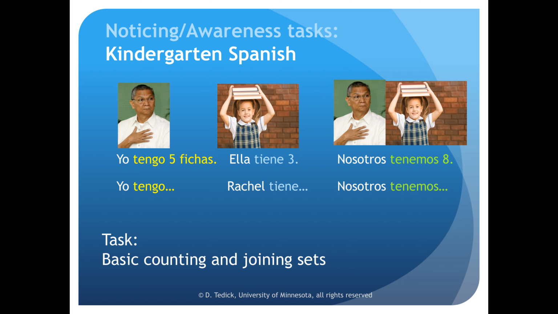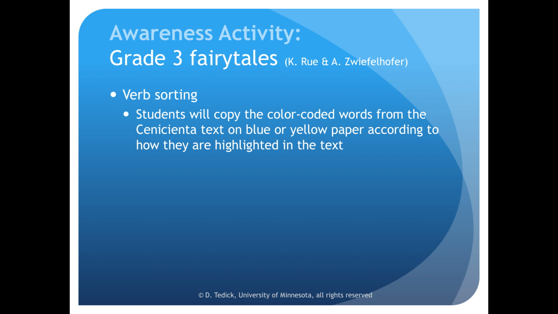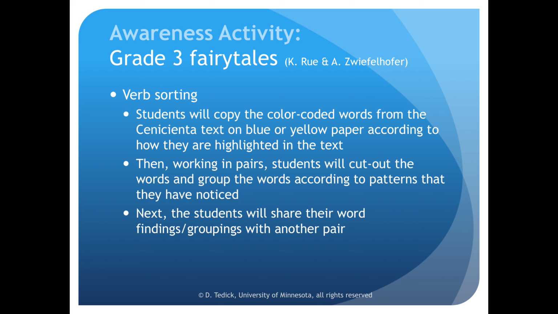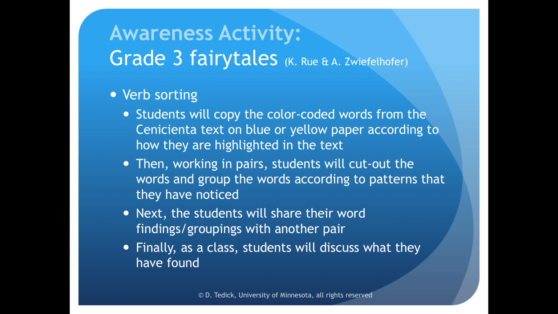Then going back to the fairy tale example with Cinderella, you might remember. They had yellow and blue highlighting. The students had to copy the color-coded words from the Cinderella text on blue or yellow paper, according to how they were highlighted in the text. And then in pairs, they had to cut out the words, and then they had to group the words, looking for patterns that they noticed. And then the students would share their word findings and groupings with another pair. And then as a class, they were going to discuss what they found.